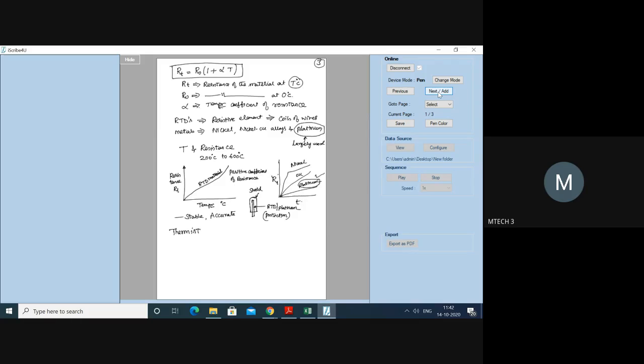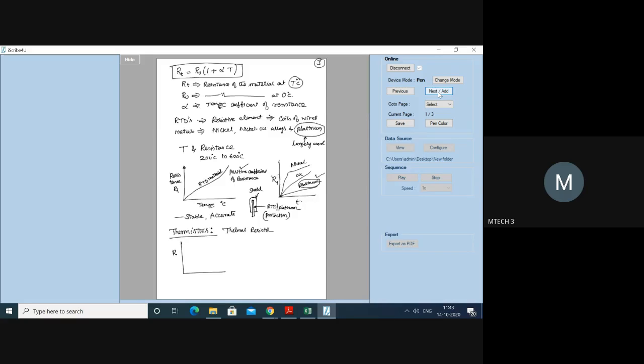Then the next one we have is called the thermistor. Now, in the previous case we have discussed this: the resistance of the material increases with the increase in temperature. That was the concept of RTD. But if you go to what is called a thermistor, thermistor is nothing but thermal resistor.